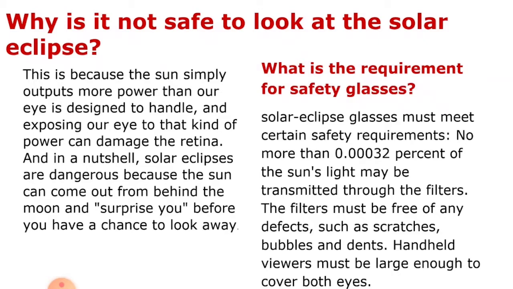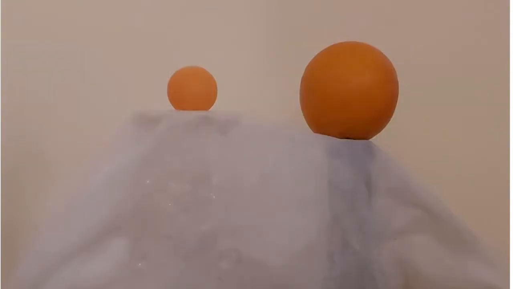What is the requirement for safety glasses? Solar eclipse glasses must meet certain safety requirements. No more than 0.00032% of the Sun's light may be transmitted through the filters. The filters must be free of any defects, such as scratches, bubbles, and dents. Handheld viewers must be large enough to cover both eyes. Here is an example of lunar and solar eclipse.